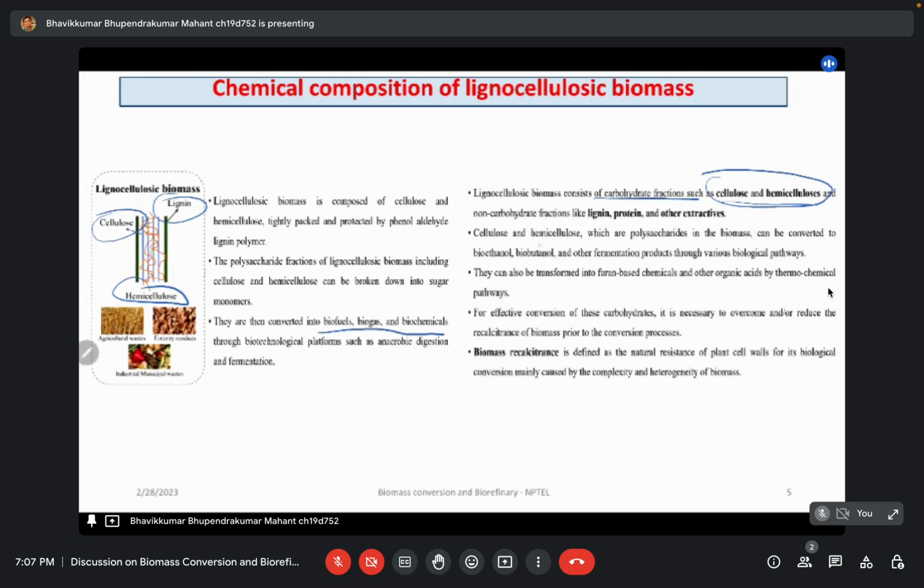And cellulose and hemicellulose, which are polysaccharides in the biomass, can be easily converted to bioethanol, biobutanol, and other fermentation products. They can also be transformed into furan and some other chemical derivatives.